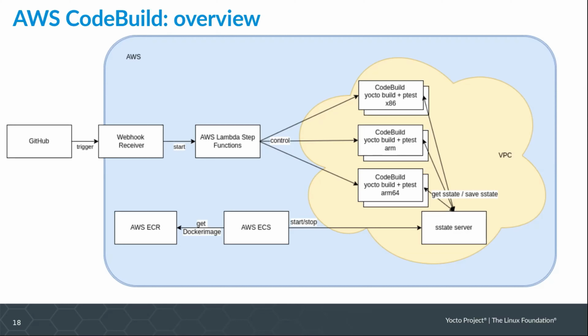And those are running in a virtual private cloud, that yellow cloud thing there. And there is also a sstate server to speed up the builds. And that sstate server, I have a slide on this later on, is a Docker container as well, which is in AWS ECR. It's a Docker registry, and AWS ECS, which is some Docker service to start containers.